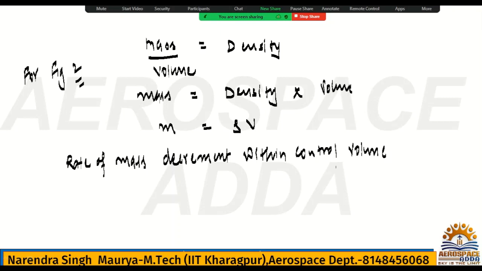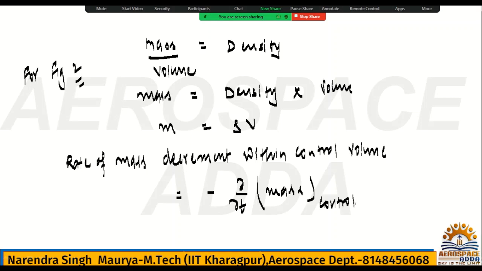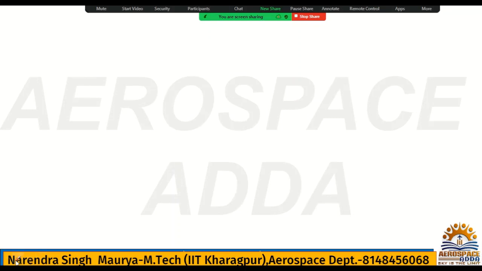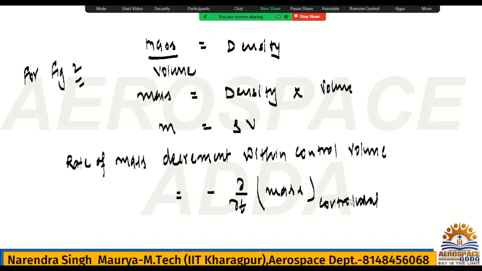So if you write rate of mass decrement, then what is the meaning? First of all, decrement means negative. So I have mentioned decrement, which is negative, and rate means per unit time. So dou by dou t, and you are going to write mass within control volume. Yes or no? A little bit I'm going slow so that you can understand, because this is very important. Okay, fine.